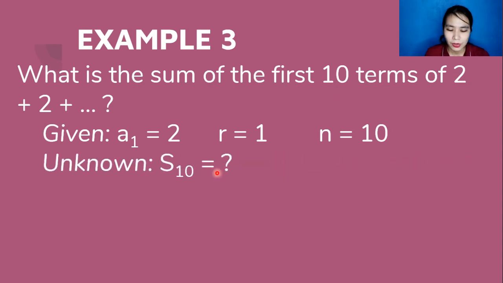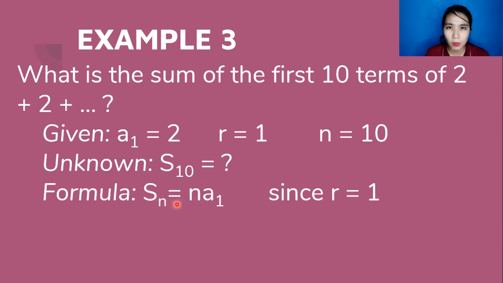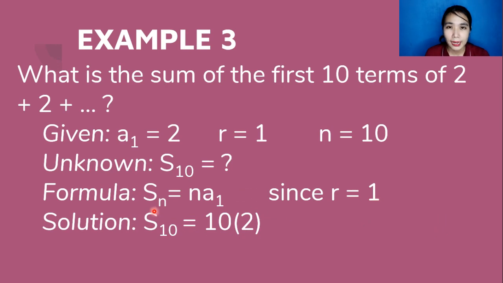So to find this, we have s of 10 as unknown. We use the formula s of n equals n times a sub 1, where n is the number of terms and a sub 1 is the first term, since our r is equal to 1. By substitution, s of 10 equals our n, 10, times the first term, a sub 1, which is equal to 2. So 10 times 2 is equal to 20. So in this given sequence, our series will be equal to 20.